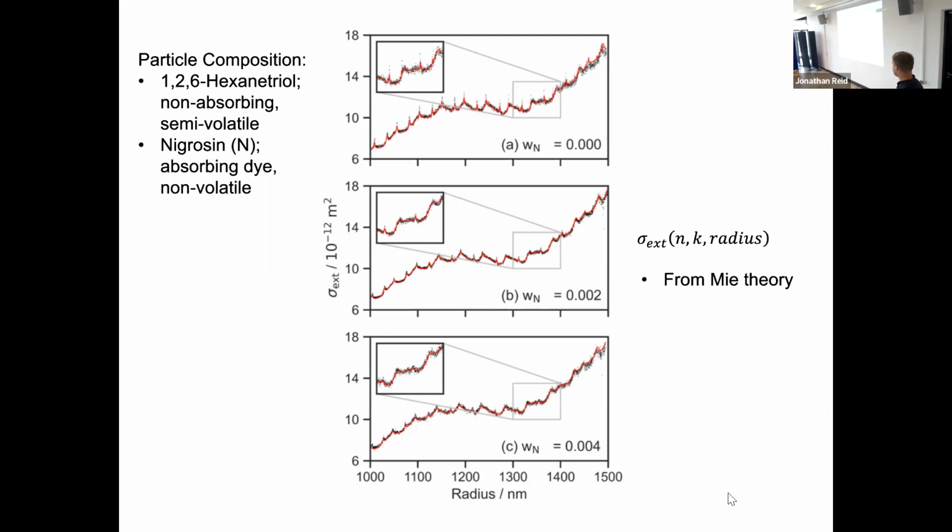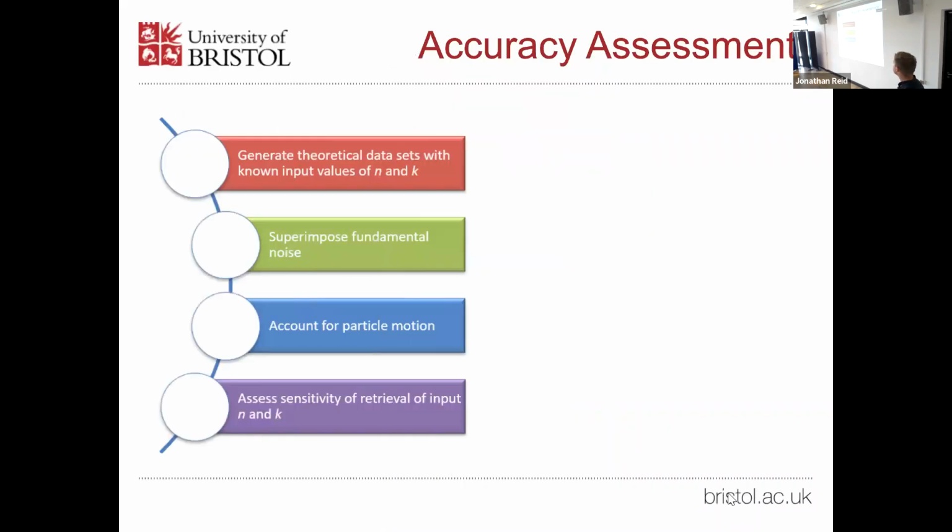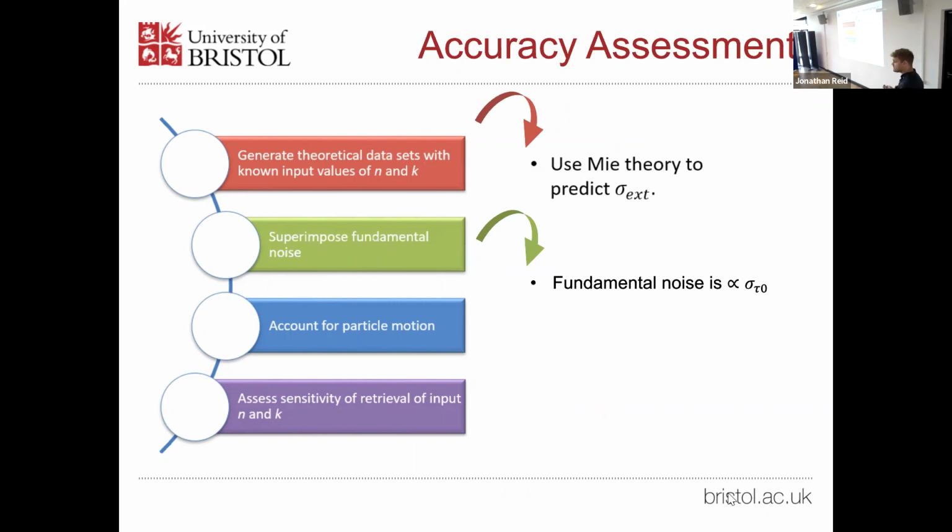So I think I've deferred showing you what these changes in the imaginary refractive index with size are until the end, because these are the first measurements we've ever done for absorbing aerosol particles using single particle cavity ring-down spectroscopy. So what we wanted to do first was to determine the accuracy of these assessments. And what we do is we generate these theoretical data sets with known inputs for n and k using Mie theory. We then superimpose some fundamental noise, which is proportional to the standard deviation in the tau naught values.